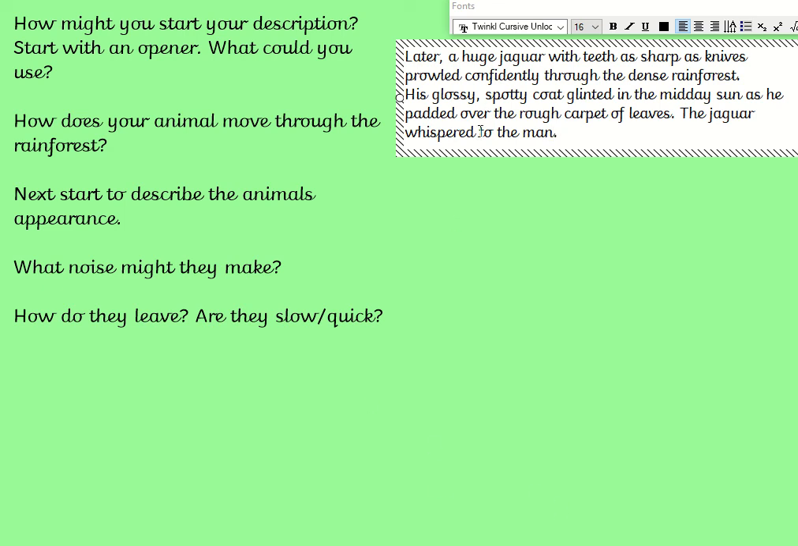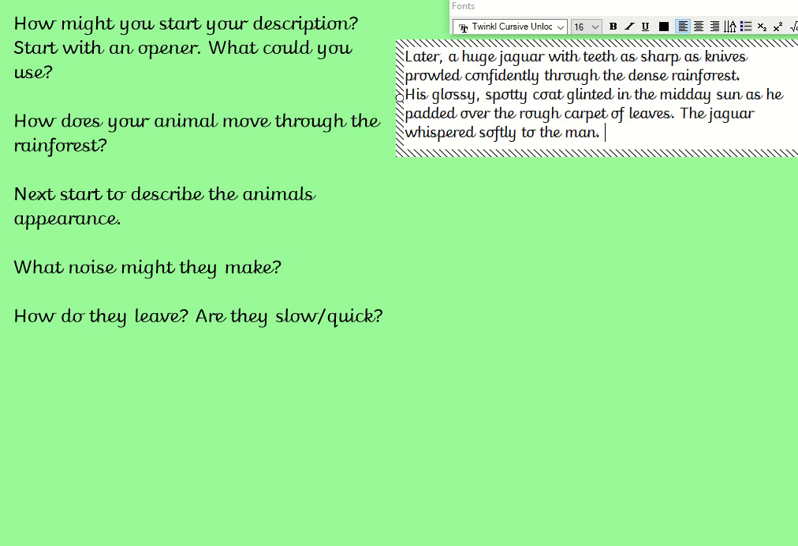I could even have whispered softly. Okay, I add my adverb in. The jaguar whispered softly to the man. Now remember, I'm not worried about what he's actually saying at the moment. We're going to focus on that a little bit more in another lesson this week. But what I would like you to think about is how he leaves. So when he's finished speaking to the man, how does he leave?